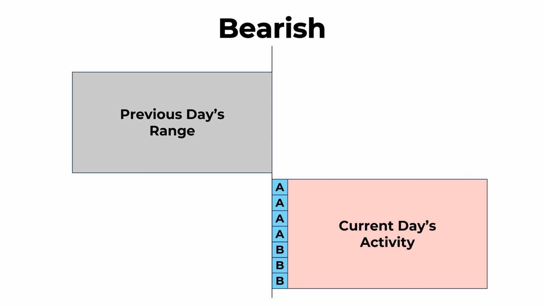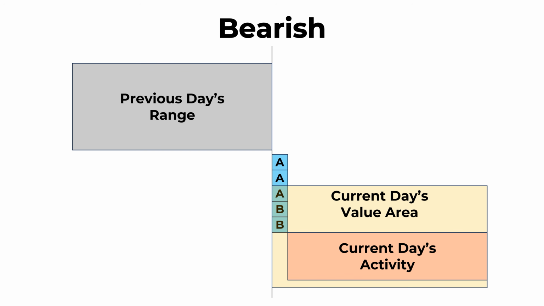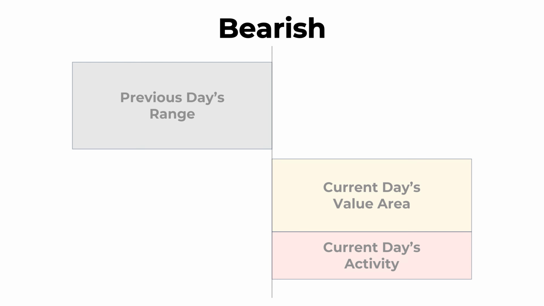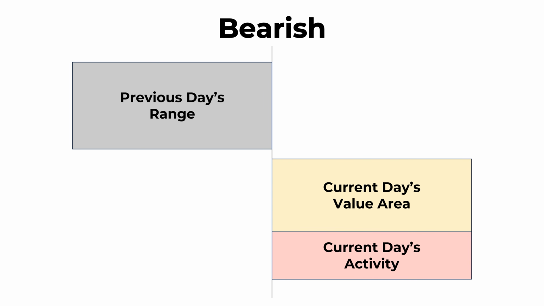Number 4. The current day's activity is within its initial balance and below the previous day's range. Number 5. The current day's activity is below its initial balance, but within its value area. It's also below the previous day's range. Number 6. The current day's activity is below its value area and below the previous day's range.